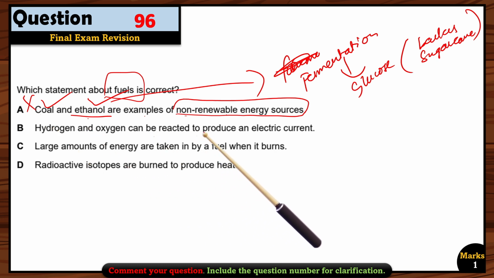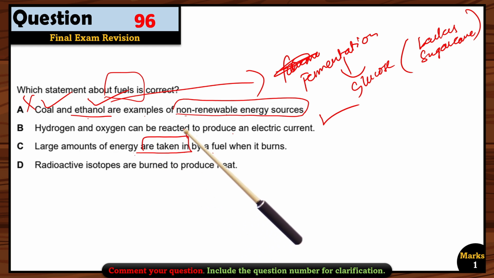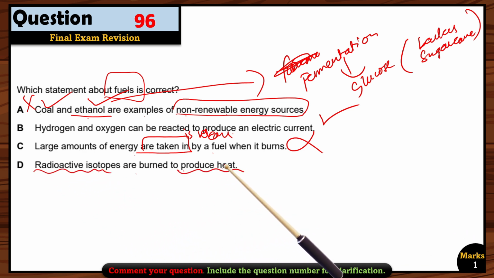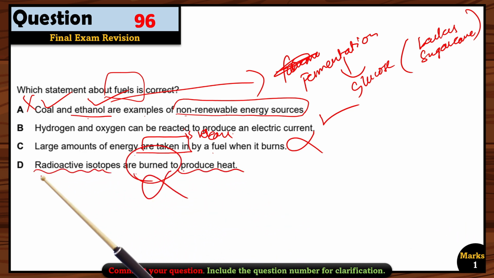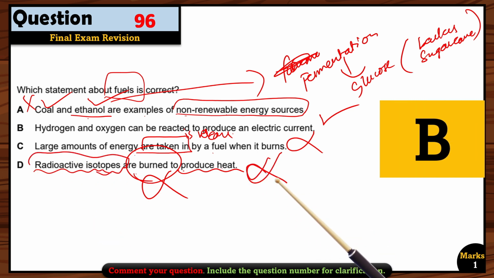Hydrogen and oxygen can be reacted to produce an electric current. Yes, that's right. A large amount of energy is taken in by a fuel when it burns. A large amount of energy is released, actually, not taken in, so that's wrong. Radioactive isotopes are burned to produce heat. Radioactive isotopes produce heat, but they don't need to be burned. They are already very reactive. So that's why this is also wrong. So only option B is the right option.